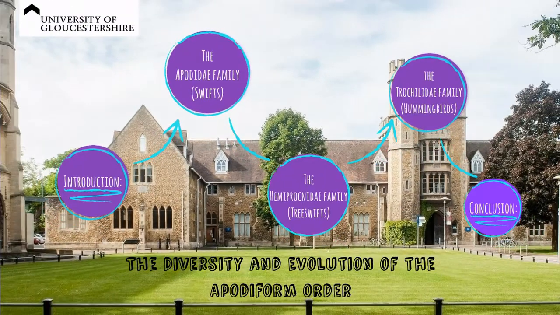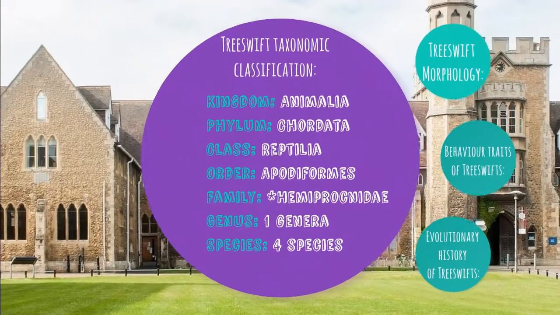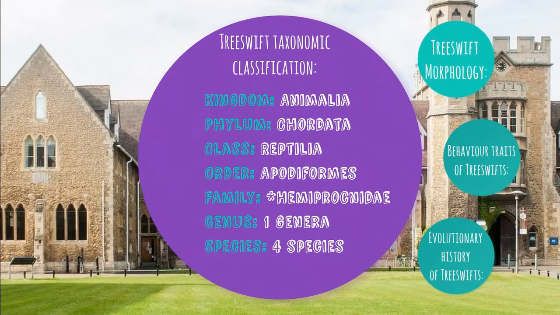The Hemiprocnidae family, tree swifts. Tree swift taxonomic classification. Tree swifts are part of the kingdom Animalia, phylum Chordata, class Reptilia, order Apodiforms, and the family Hemiprocnidae. There is 1 genus and 4 species of tree swift.